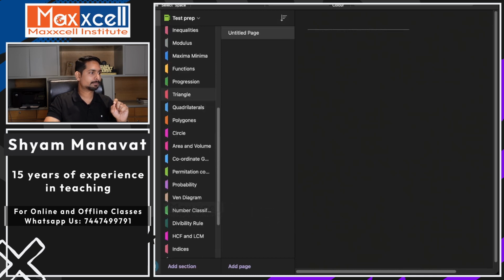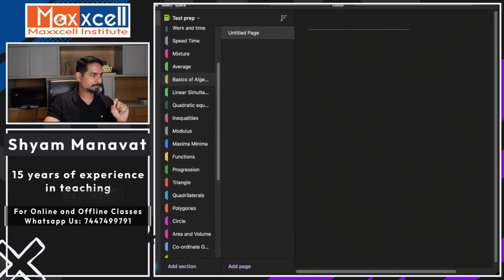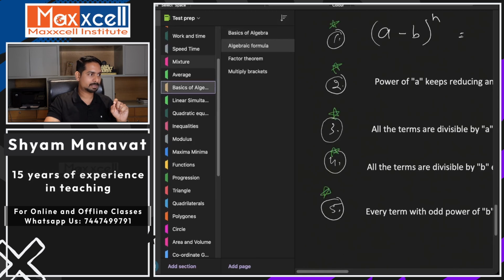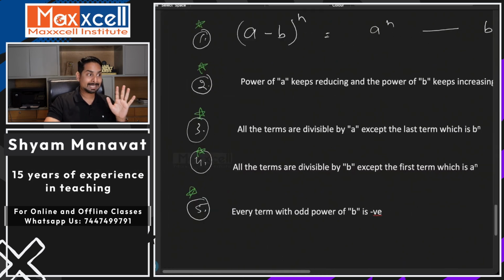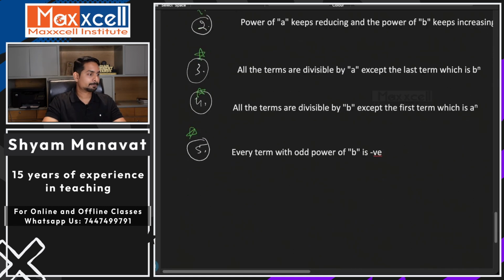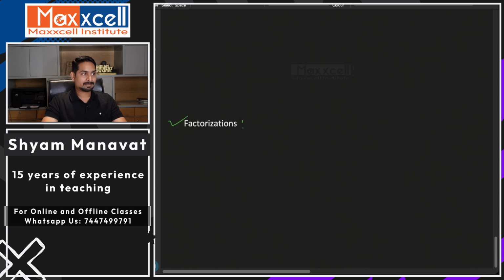I know it's quite far, but still it's part of the syllabus. So I will give you reference of these properties. So it's very important to remember these properties. Okay. Now let's talk about factorization.